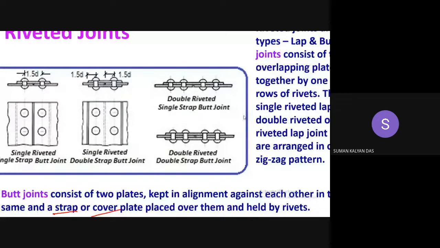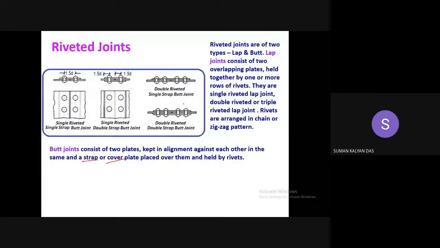So the triple riveted double strap butt joint means, first of all, double strap means two cover plates or two strap plates, and triple riveted means on either side there are three rows of rivets. So in this case, it's a double riveted double strap butt joint. But if it is a triple riveted double strap butt joint, another extra row of rivets should be there on both the sides. At first note it sounds confusing, but it's not. Okay.